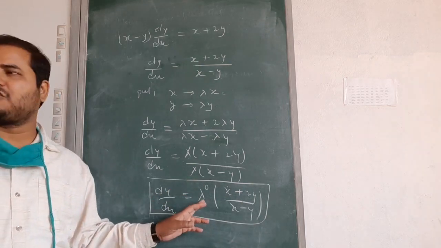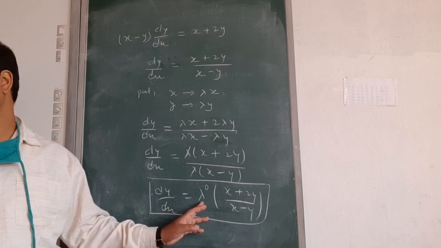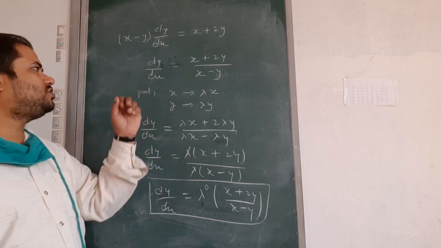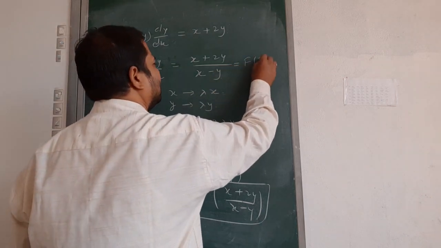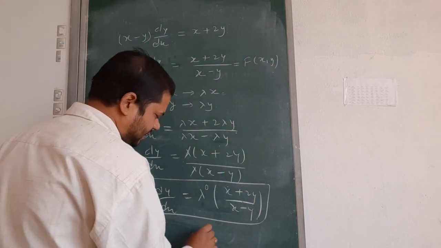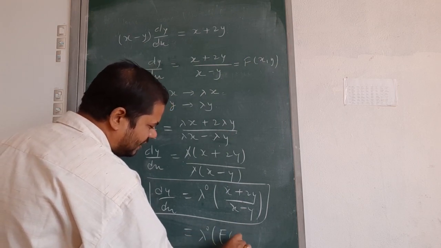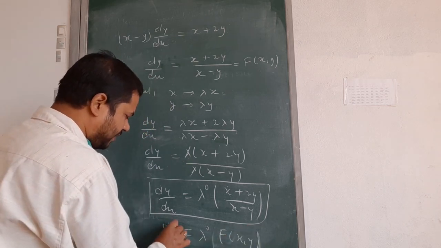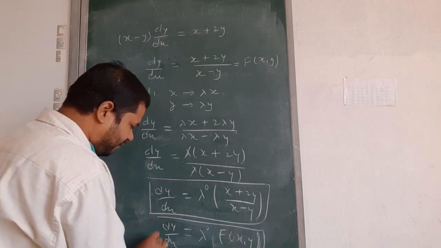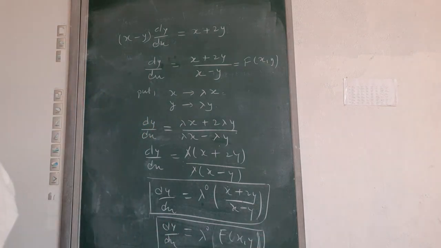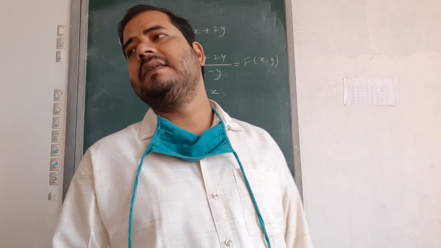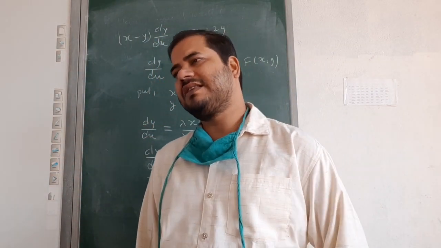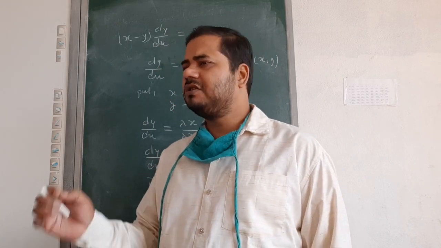If lambda remained with any power, then this is not a homogeneous differential equation. Suppose this is f(x, y), then this is nothing but lambda power 0 f(x, y). That means if we get a 0 degree equation in lambda, then we can say this is the homogeneous differential equation. Sometimes in the board exam, a question comes for one mark: check whether the given differential equation is homogeneous or not. So it's so simple.